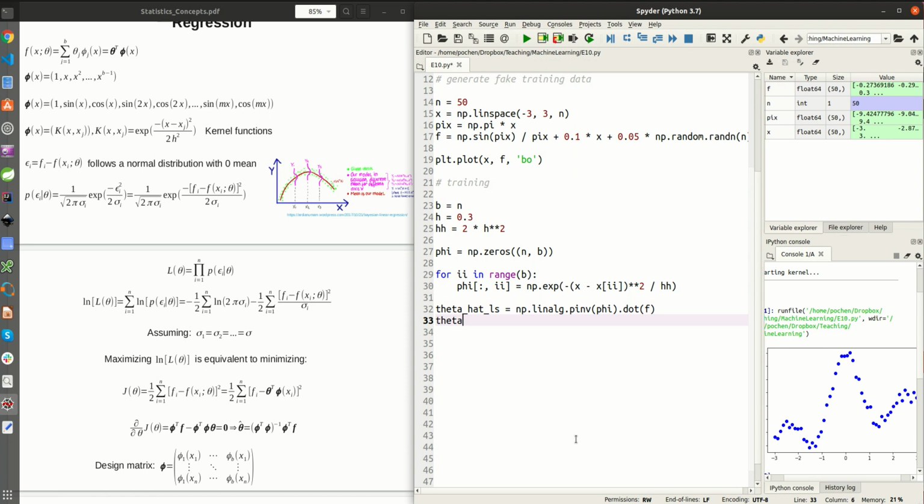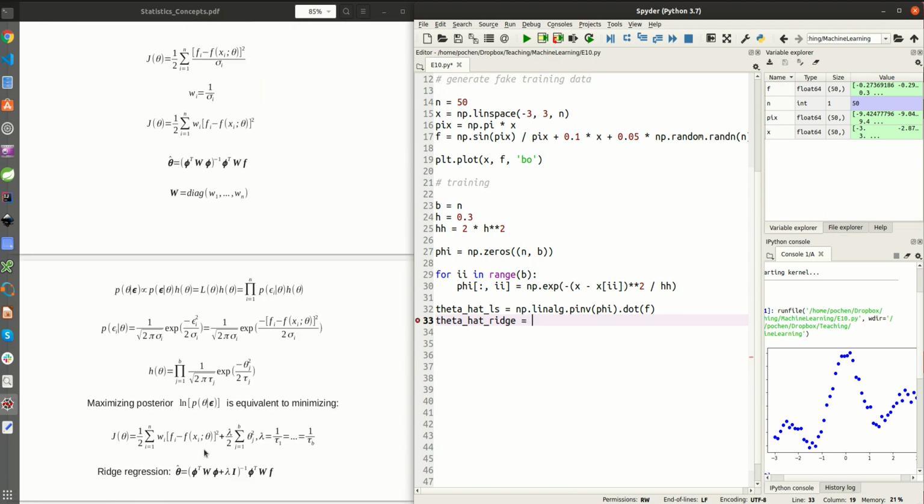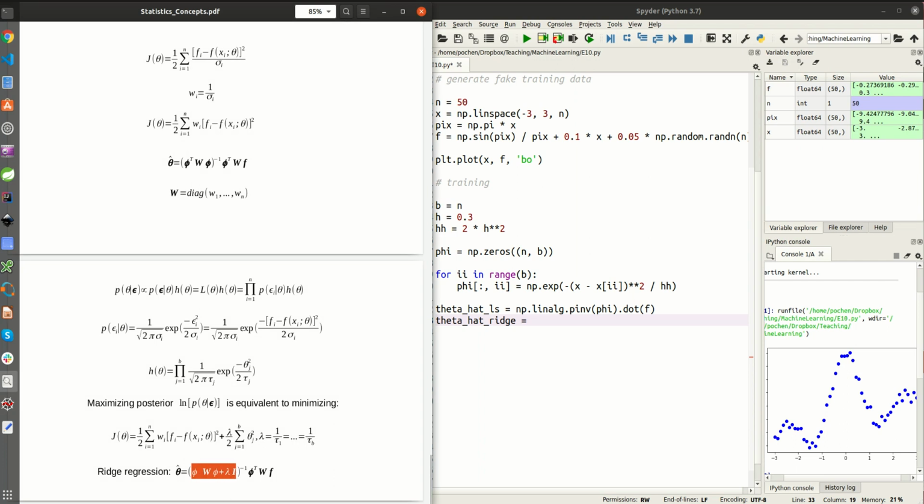But suppose we want to try this ridge regression formula. So how are we going to use it, right? Now the formula is slightly more complicated, right? It's not going to be so easy to type. But the inverse that we are going to take is upon this particular matrix, right? So it's going to be lambda times this identity matrix, and then add with phi transpose times phi.